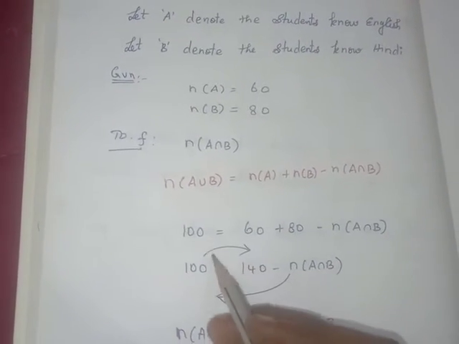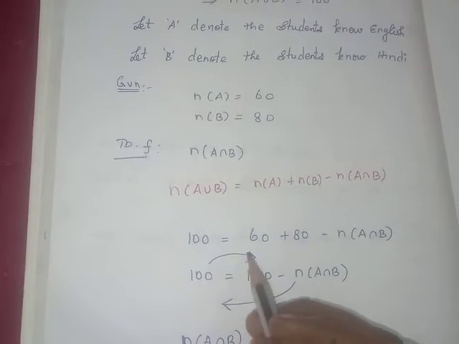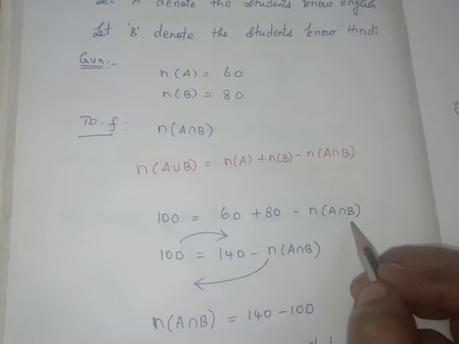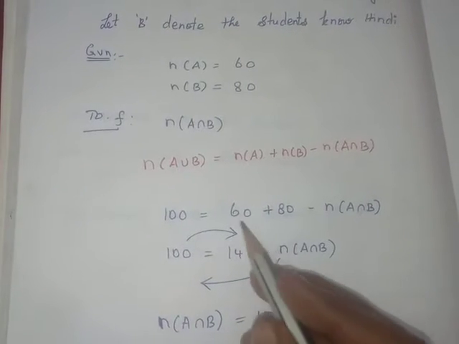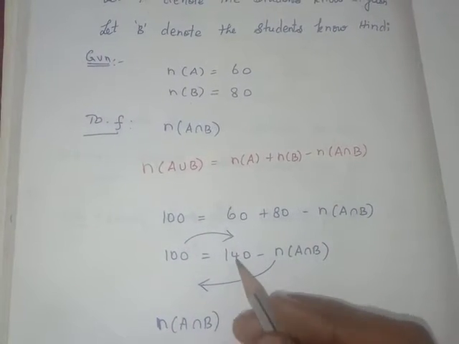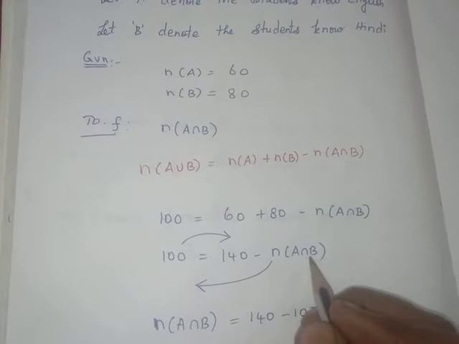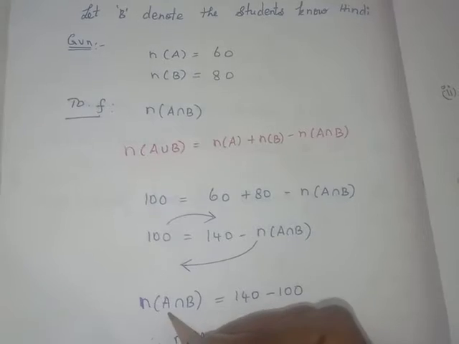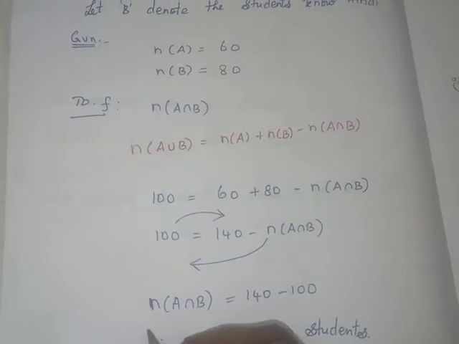n of A union B, we already know, is equal to 100. n of A is 60, n of B is 80 minus n of A intersection B, which we want to find. So first of all, you add these two: 60 plus 80, you have 140. This minus n of A intersection B means, when you bring it to this side, n of A intersection B becomes positive. So this term comes to this side.